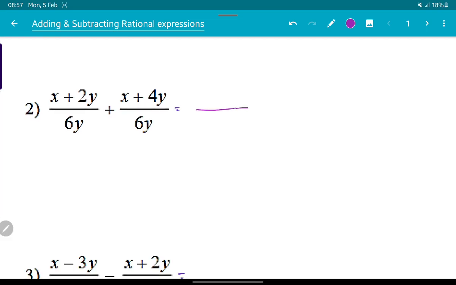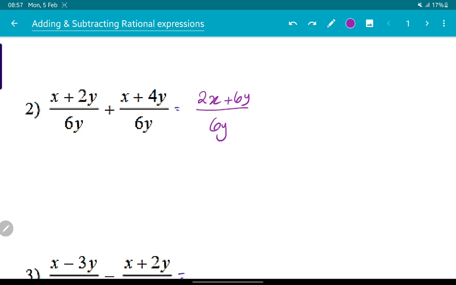Here we have the same idea. It's 6y, then we add x plus x is 2x, then 2y plus 4y is 6y. You cannot cross this. It's not allowed to cross apart from this expression. Okay, so if we have factors, we simplify.